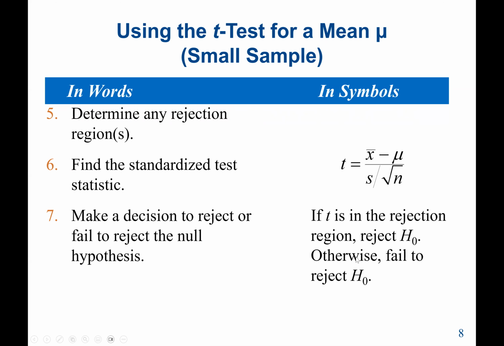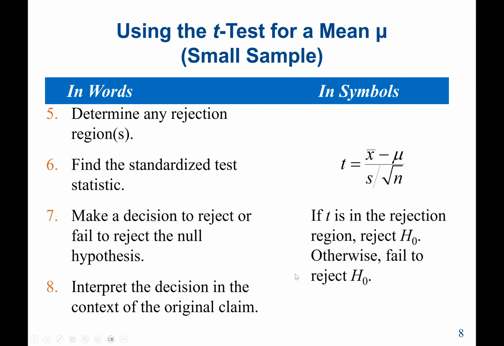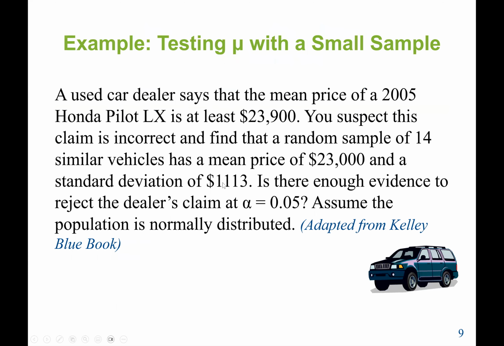Now, if the t is in the rejection region, then we reject H0. Otherwise, we will fail to reject H0. Then we're going to interpret our result or the decision in the context of our original claim. So let's see an example here.